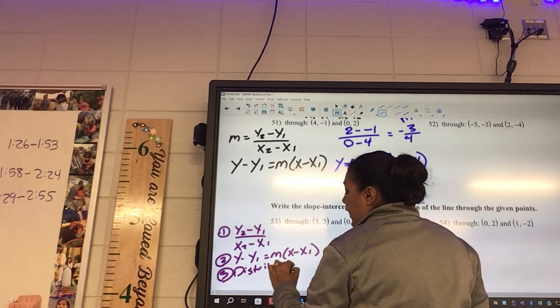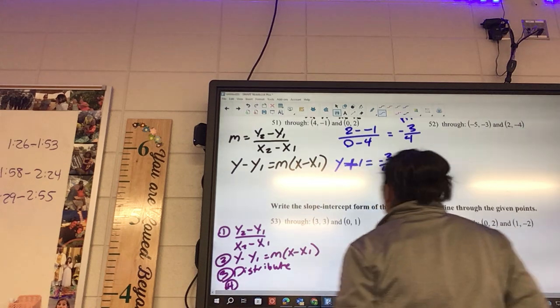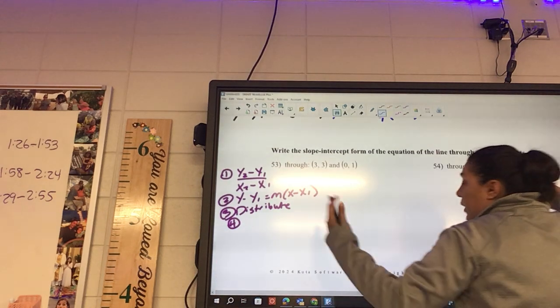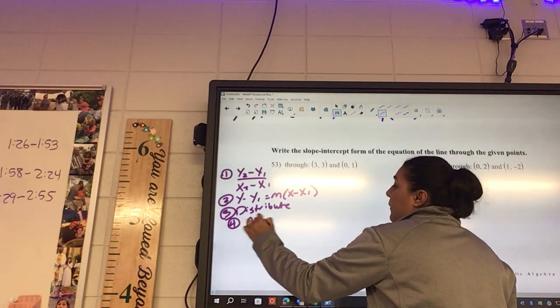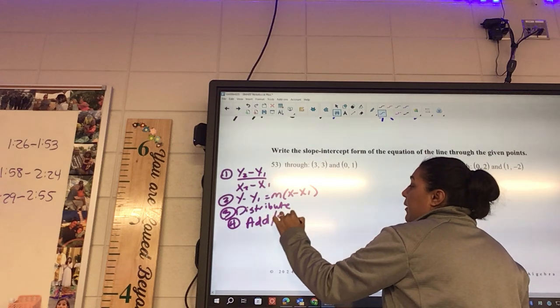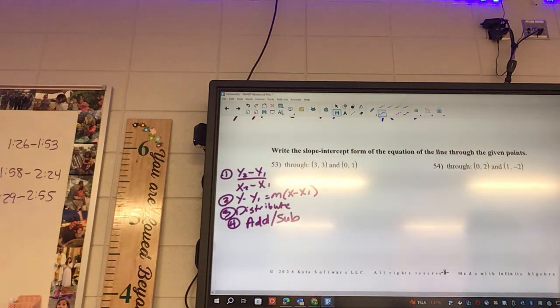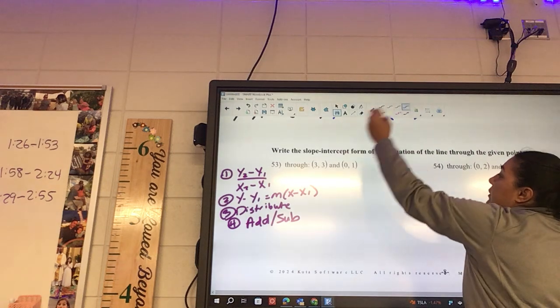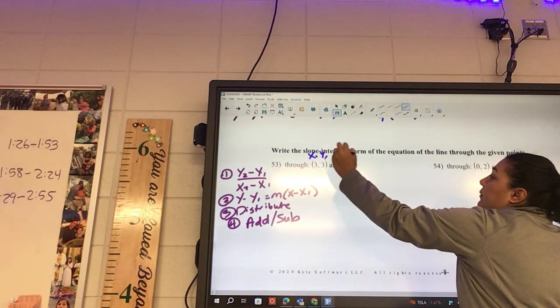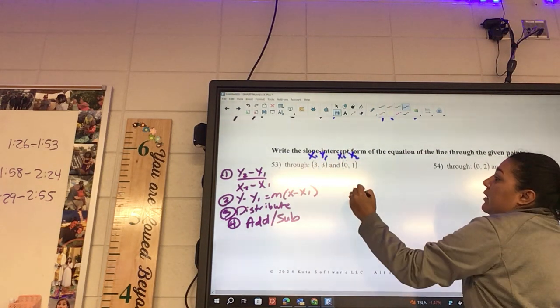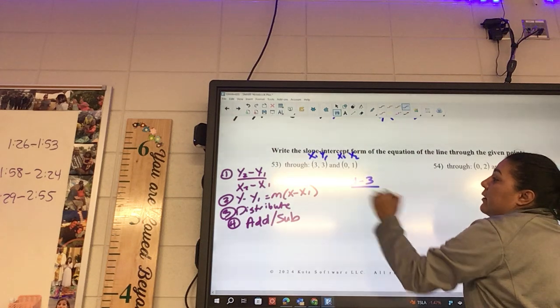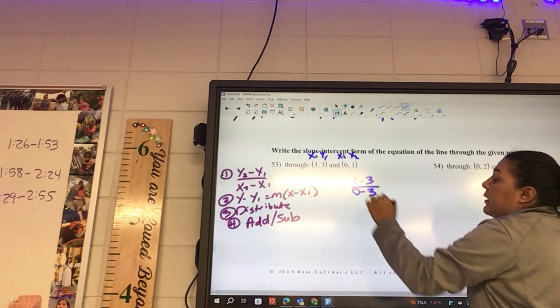Okay, 53 is the longest out of all four, okay, and it uses every step. So if you've got all the other ones, then you're kind of okay, but if you need them, they're up here. You're probably not gonna have time to write them right now, so we can go back to it, okay? But essentially, you're gonna find the slope, do it to point slope, distribute, and then add or subtract, okay? So it's gonna look like 1 minus 3 over 0 minus 3.